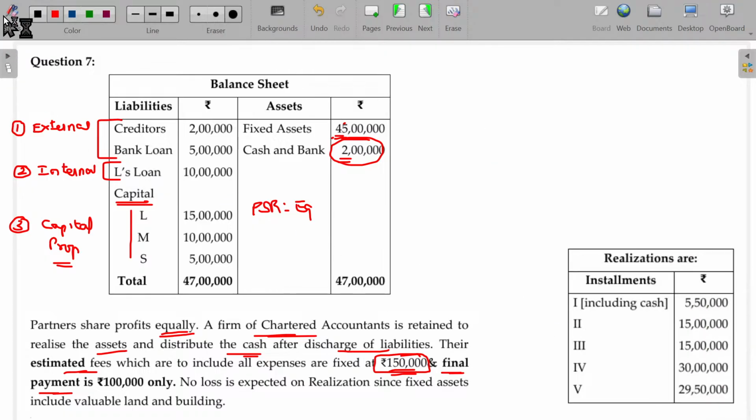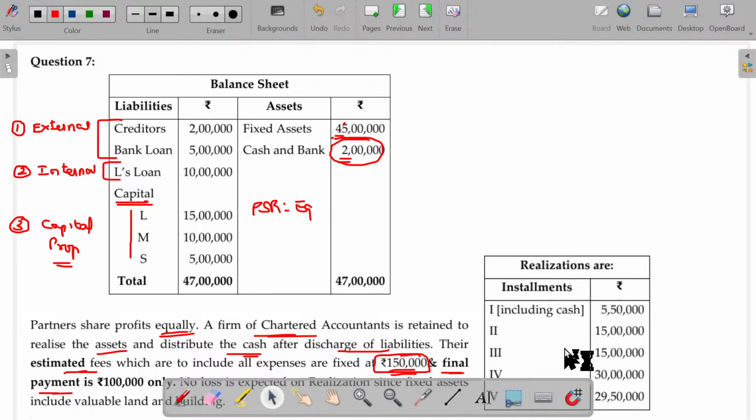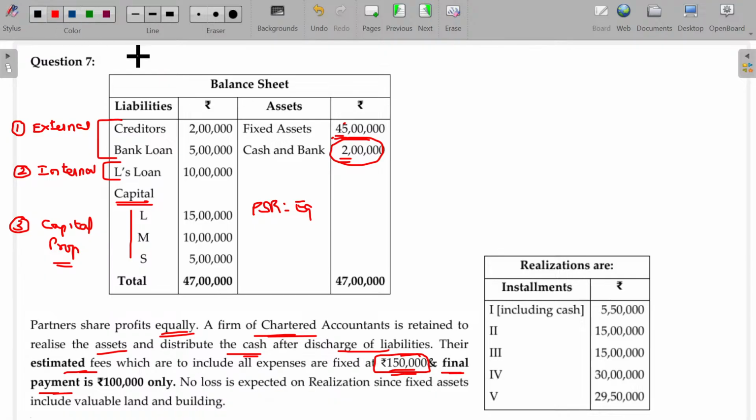What do you have to do? Initially, keep 1.5 lakhs for fees. You can use only 4 lakhs. And finally, the fees taken by the chartered accountant being 1 lakh, another 50,000 is refunded.